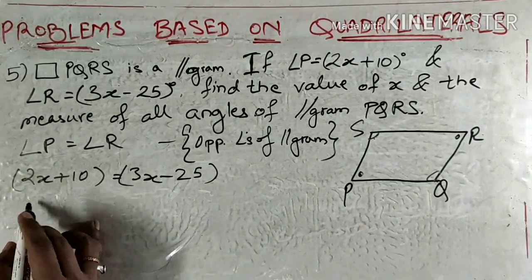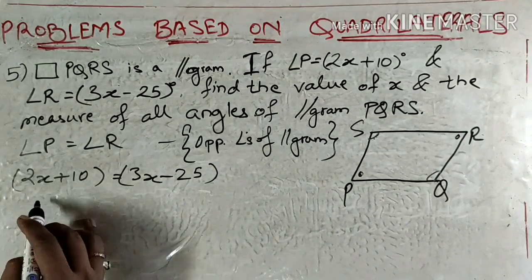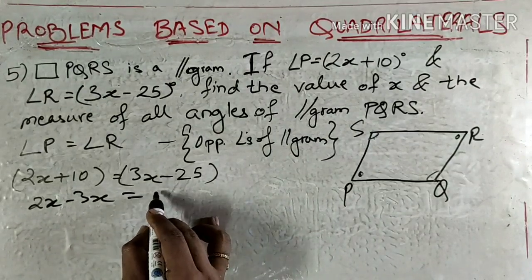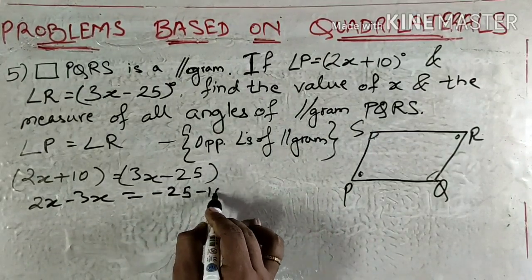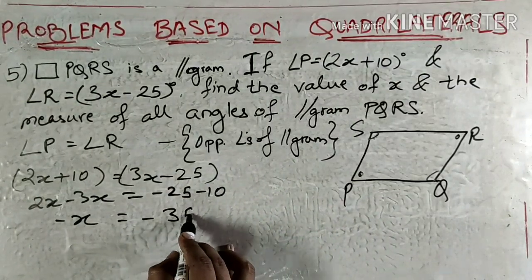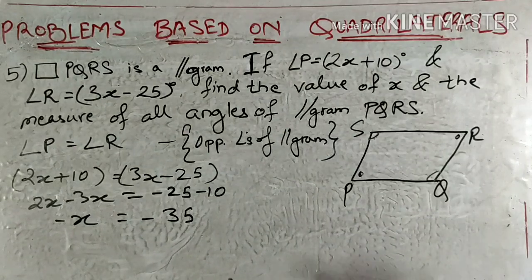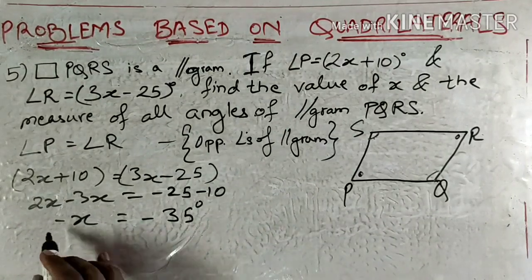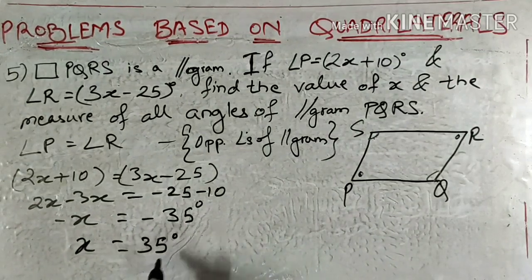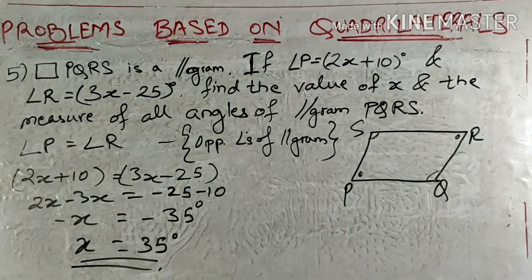Bring all x's on one side and all constants on the other. So 2x minus 3x is equal to minus 25 minus 10. We have minus x is equal to minus 35. Multiply by negative 1 on both the sides, we get x is equal to 35 degrees. But our question is not over yet. We are supposed to also find the measure of all the angles of the given parallelogram.